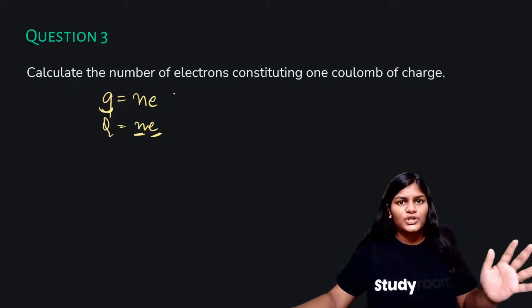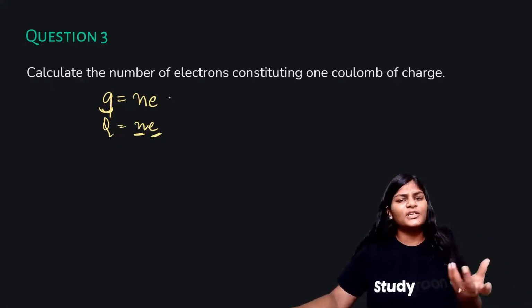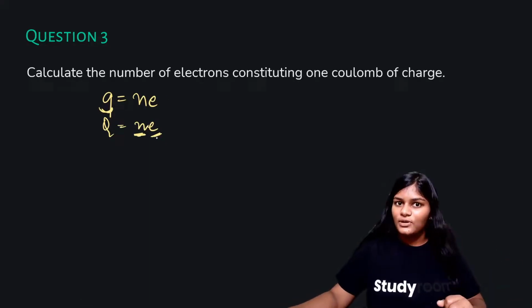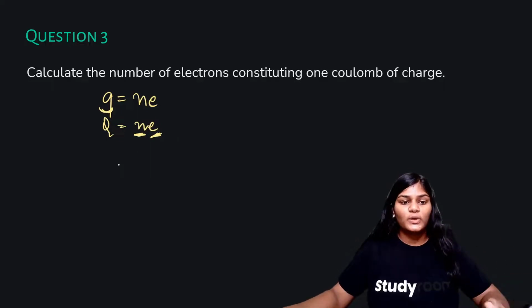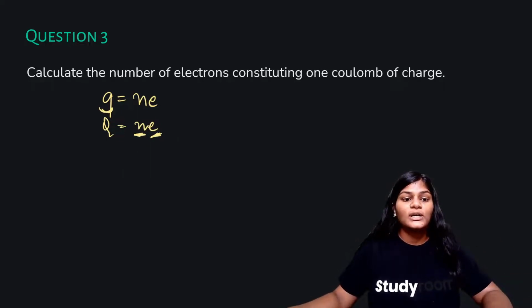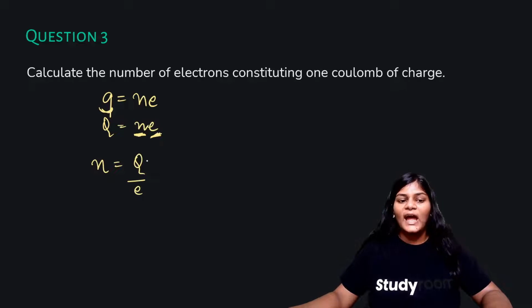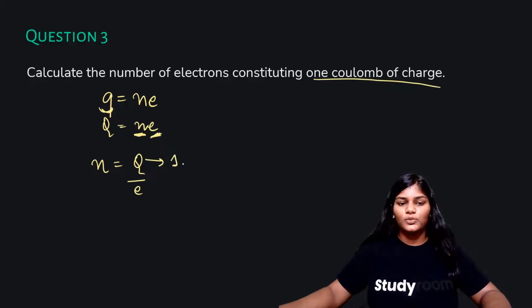This is an extra question. This might not be asked in your exam per se, but this is something that you should just know as extra knowledge. Okay. So this N is the number of electrons and E is the charge on an electron. So if we want to find out the number of electrons, how do we write this formula? N equal to Q upon E, right? And we are given Q as 1 coulomb of charge. So Q is 1 coulomb.